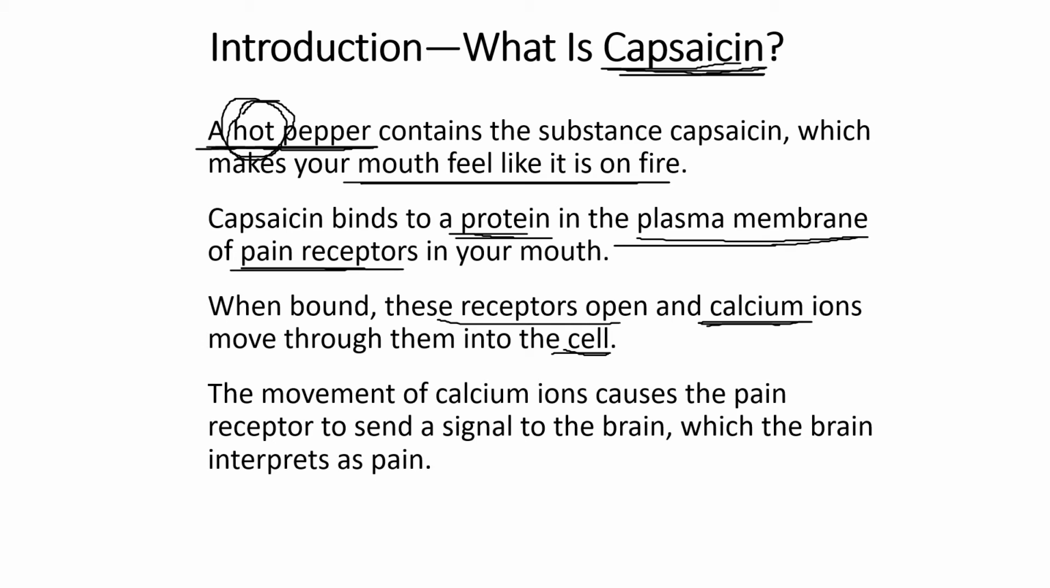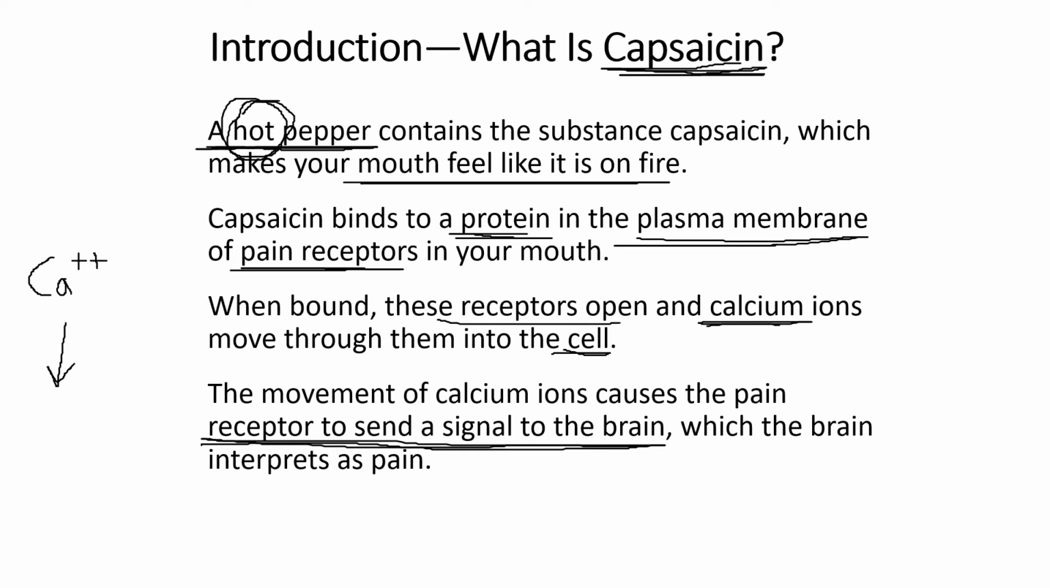Calcium, remember, is an ion. It's usually got a +2 charge. And it's commonly used as a signal in cell signaling, in cell communication. So the calcium enters the cell and that causes the nerve to fire, and it'll send signals to the brain.